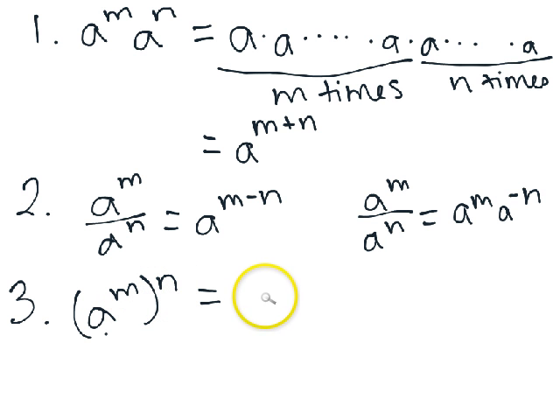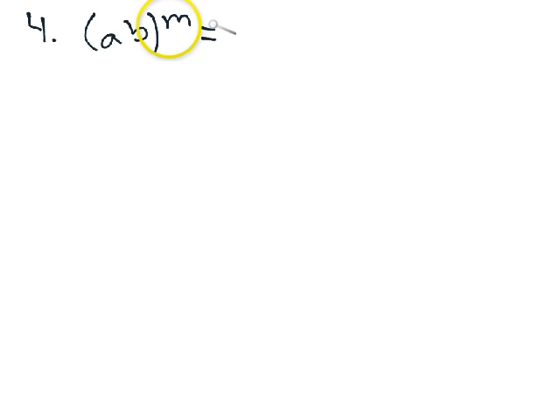So altogether we're going to have m times n times. It's applying the definition of the exponent twice. The next law applies when we take two different bases. We're multiplying a times b and raising it to the m power. Note that there's multiplication between these.